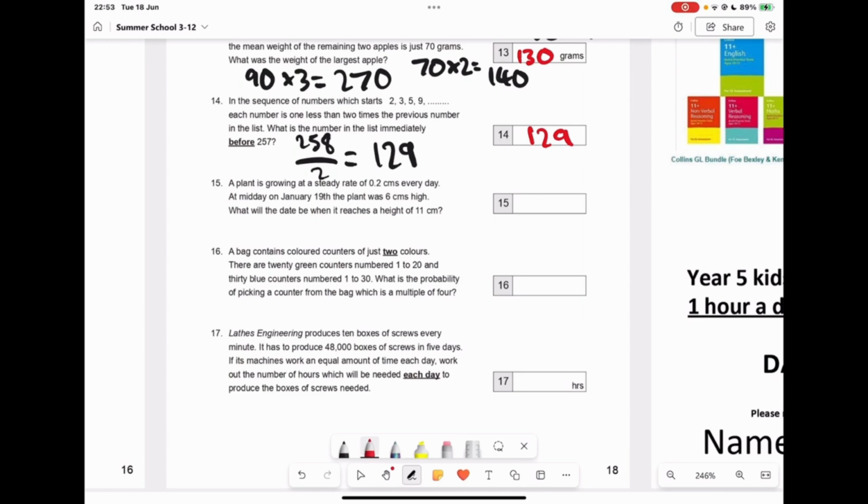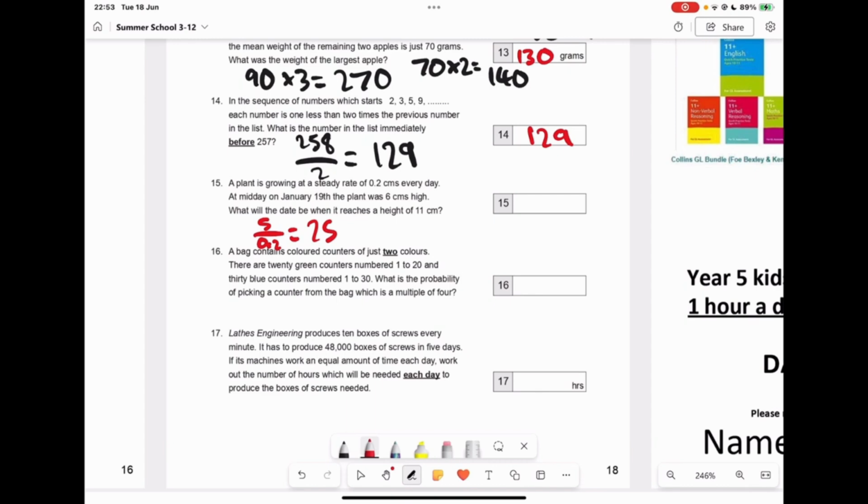grow. So if we divide that 5 centimeters into 0.2s, that will be like doing 50 divided by 2, which is 25. So 5 divided by 0.2 is 25. So that means that it will take 25 days. So now we have to add 25 days onto the 19th of January.